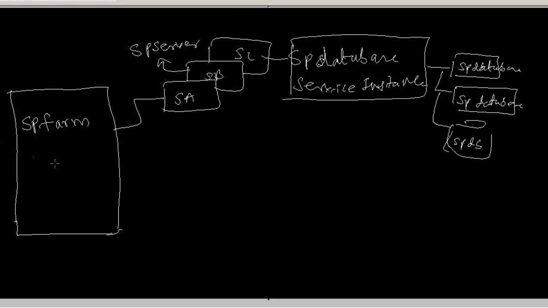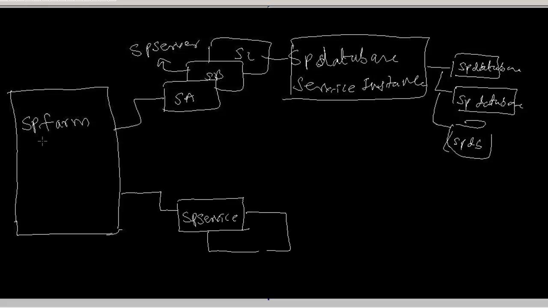Now the servers residing inside the farm can have a lot of services running, services like the IIS service, or some other kind of batch service related to SharePoint. Each of these services is represented by the SP service object. So we have SP farm, inside SP farm we have SP servers, and inside SP servers we have databases. And then the servers inside the farm can have a lot of services running, like the IIS application, or any other kind of Windows service.